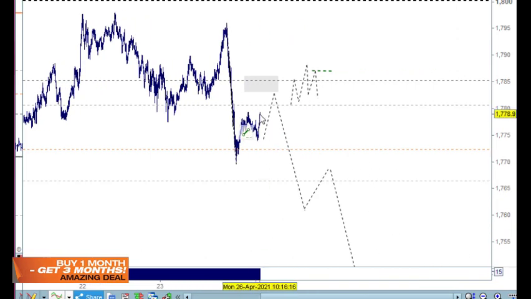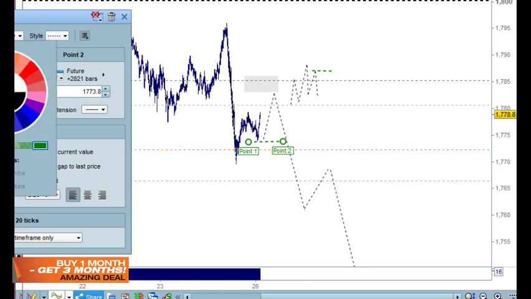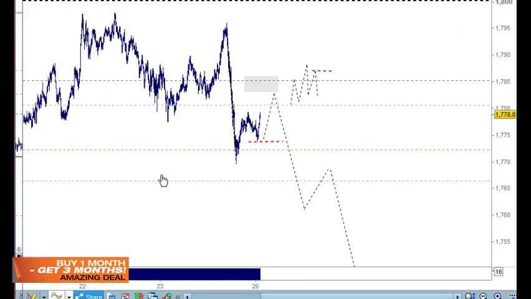I mean, you could go long here and put the stop here. But that's where the stop would have to be if you wanted to move in now, which is nice and close, isn't it? But that's the risk. That's where the risk is.